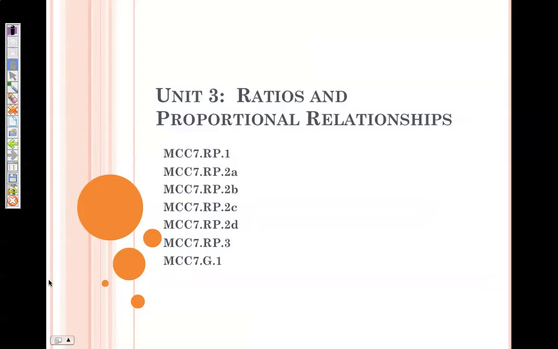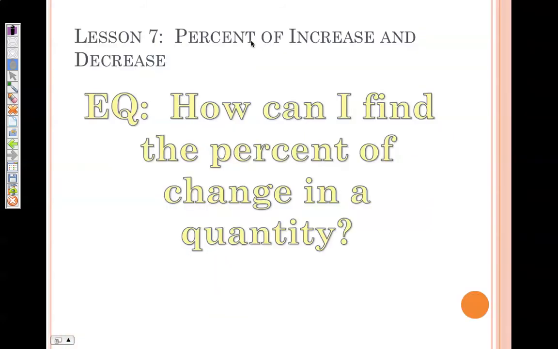Hey guys, this is Mrs. Brigman, and today we're continuing on with proportional relationships. Before we begin lesson 7, I just want to say you guys are doing such a great job, and you have 3 more lessons in this unit to go, so keep it up.